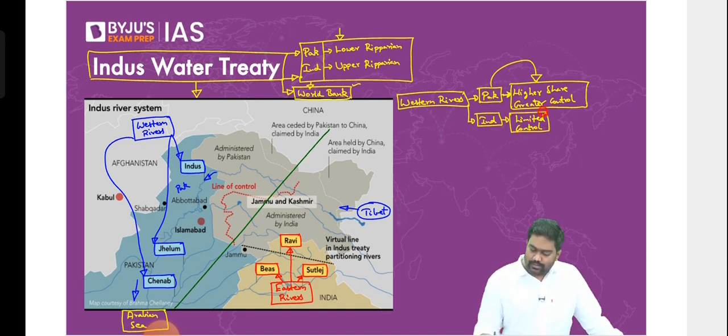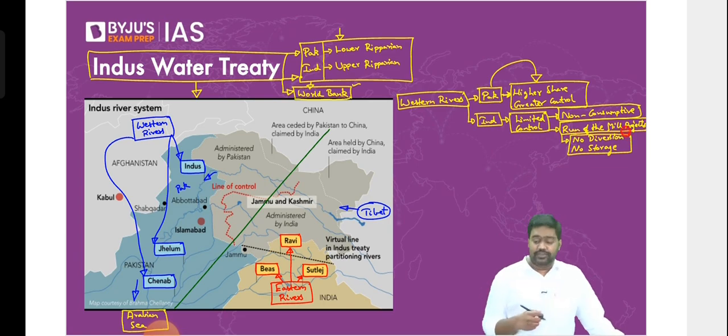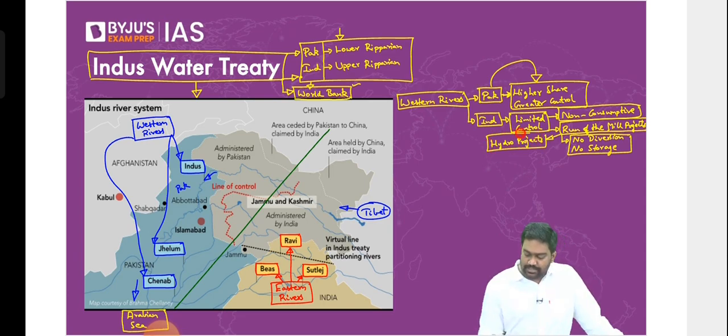Is that clear? India can use the waters for non-consumptive purposes. India can build run-of-the-river projects. Run-of-the-river projects are those projects which do not divert the water. So India cannot divert the rivers. There's no diversion allowed. No storage beyond a certain point. These restrictions are there on India, but we have the freedom to build run-of-the-river projects such as hydro projects. India can take up hydropower projects. We can build a dam to generate electricity.